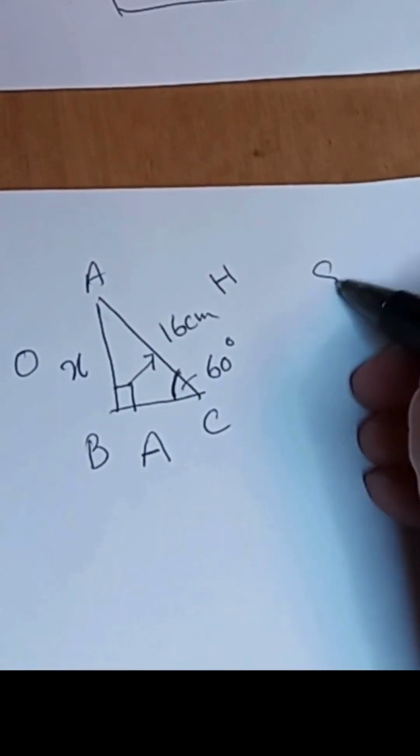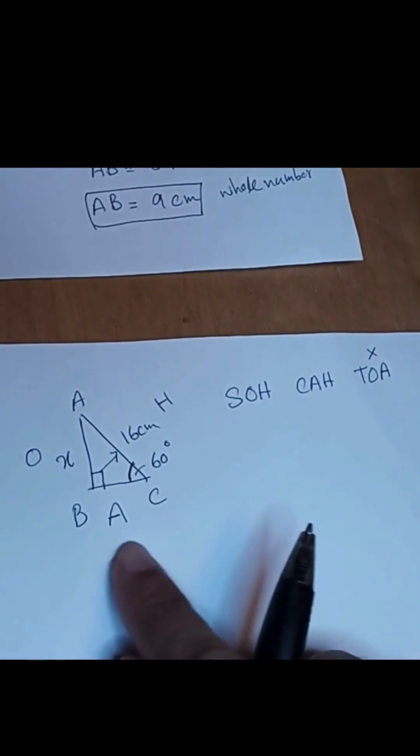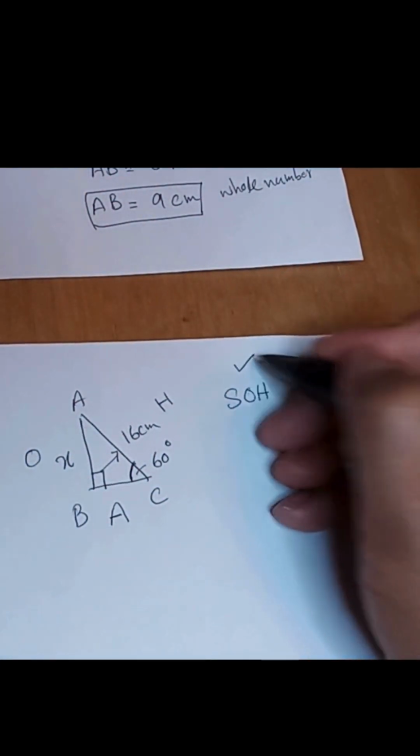So let's see SOH CAH TOA. Which ratio are we going to use? Can we use O and A? We need to find O, and H is given, so we can't use this one. Let's see this one, A and H. We are not interested in A, we're looking for O, and we have been given H, so we can't use this one either. So what is left? We're left with SOH.